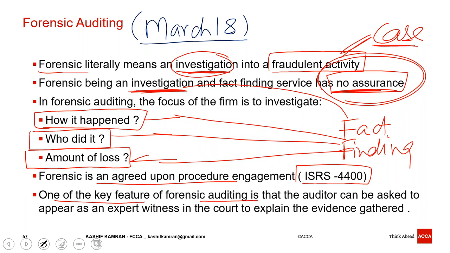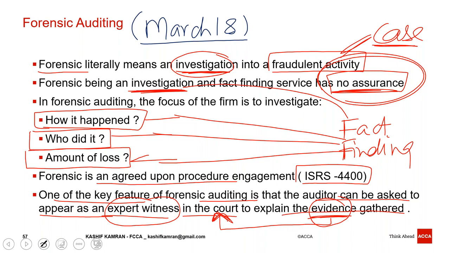One of the key features of forensic auditing is that the auditor can be asked to appear as an expert witness in the court to explain the evidence gathered. One of the distinct features of forensic is that the management can take the culprit who has done the fraud to court. And if the management takes the criminal to the court, then the management can call you to the court as an auditor, because you are an expert witness, right? So when you have gathered evidence, you should give that evidence to the court. The only additional step the auditor has to do when conducting a forensic investigation is to appear in court, only if the management takes the case to the court.